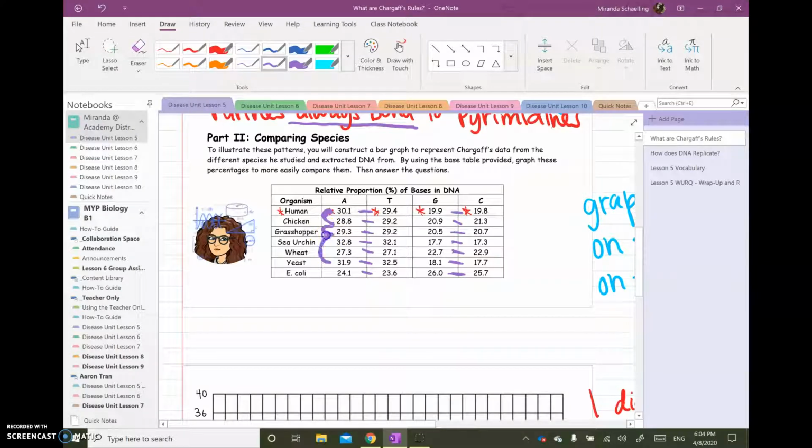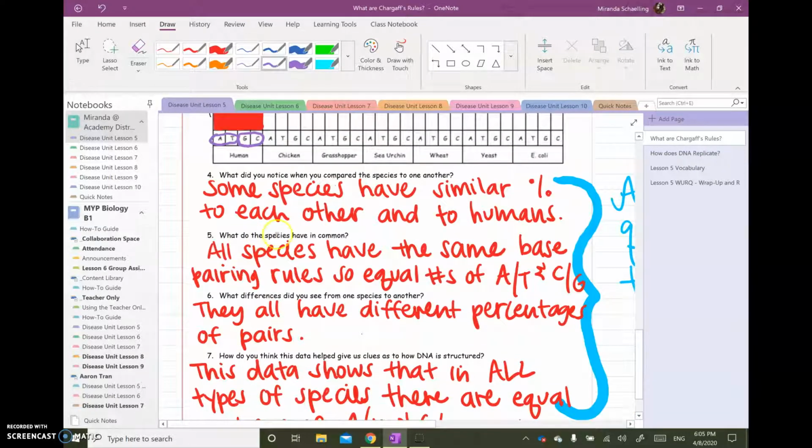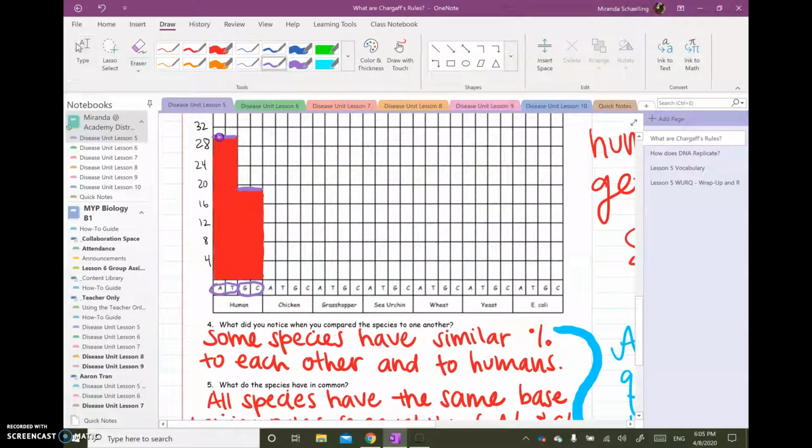Okay, so you could pick any organism around here and determine what you notice. Or you can talk about how these A's and T's are similar and G's and C's are similar. What do all species have in common? I said all species have the same base pairing rules, so they have about equal numbers of A's and T's and C's and G's. So you're going to see this pattern.